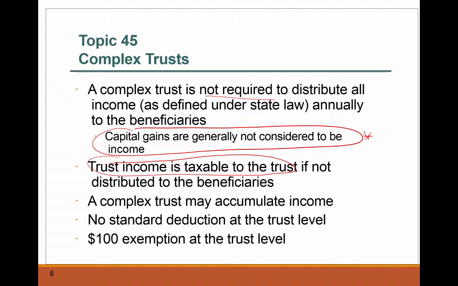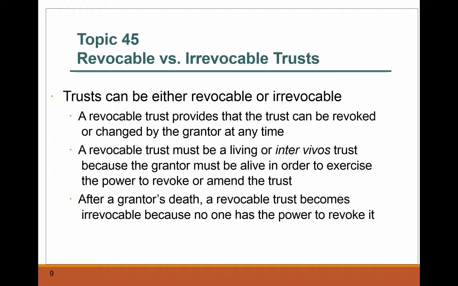There's only a $100 exemption. So this is usually done if you have quite a bit of assets and you're trying to accumulate that and have the money keep building. So in my experience, I've seen more complex trusts as opposed to simple. Simple trusts don't always meet the needs of the people that want them.